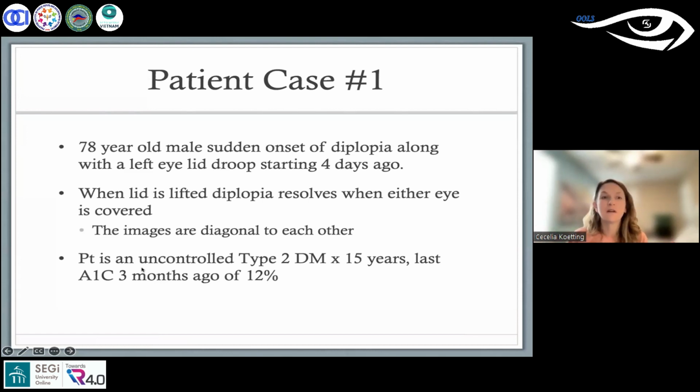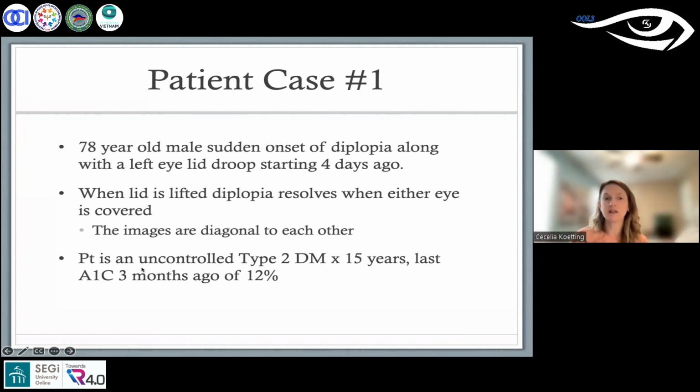Okay, so we've got double vision and we've got an eyelid droop. Okay, cool. When we lift the lid, the diplopia goes away when either eye is covered. Okay, and the patient is seeing images diagonal. So not side by side, not up and down, but diagonal. Okay.